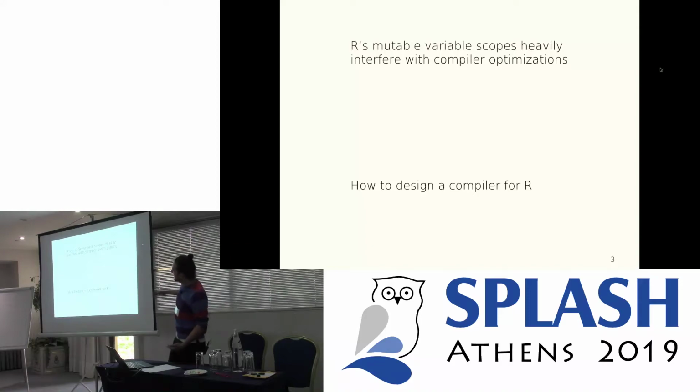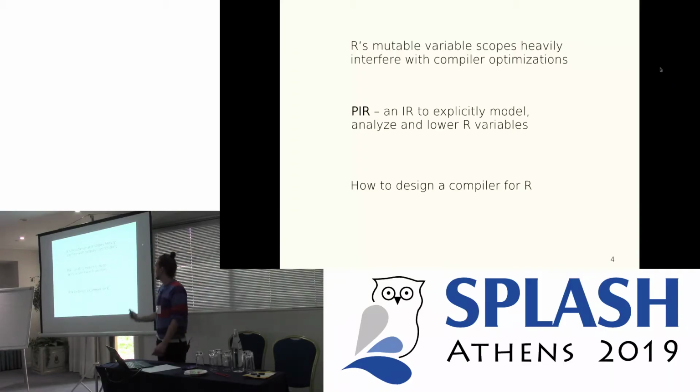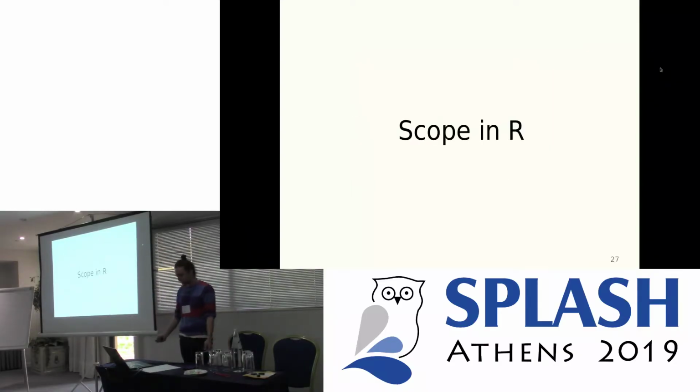So there's this big gap here between "I don't even have local variables" and "I want to design a compiler." So how do we bridge this gap? What I'm going to present you today is an intermediate language that we call PIR and that we use in our compiler to analyze environments and to figure out what local variables are doing in R.